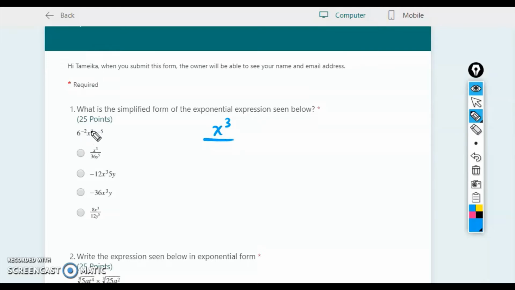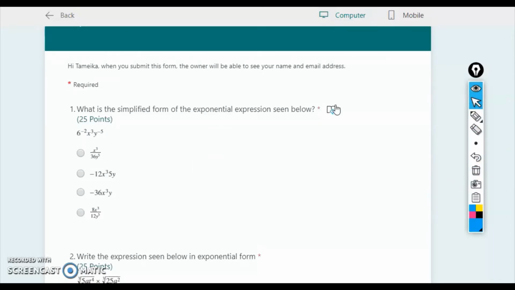And then 6 to the negative 2. It was up here with the x to the third, but now I'm going to move it down here and change it to a positive exponent. And same thing for y to the negative fifth. I'm going to move it down to the bottom and make it positive. One of these versions is equivalent to this. You need to know what 6 squared is and be very careful. It's not 6 times 2, it's 6 times 6.